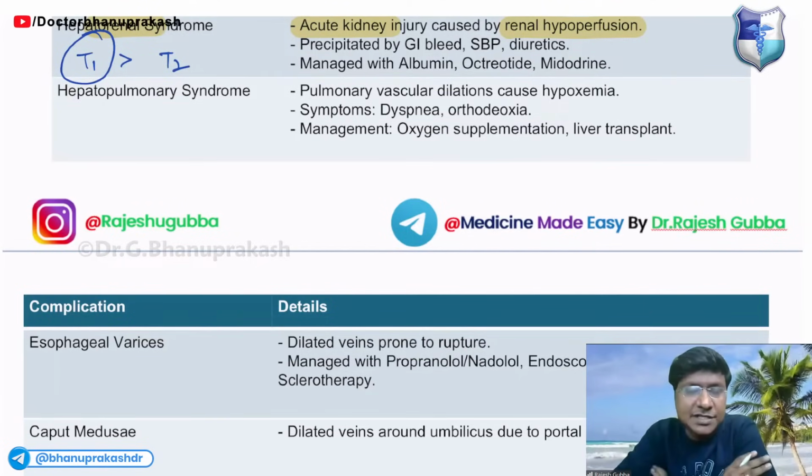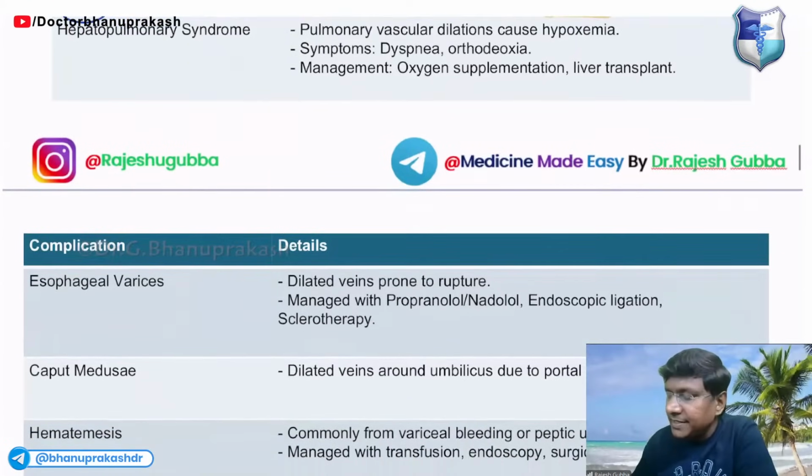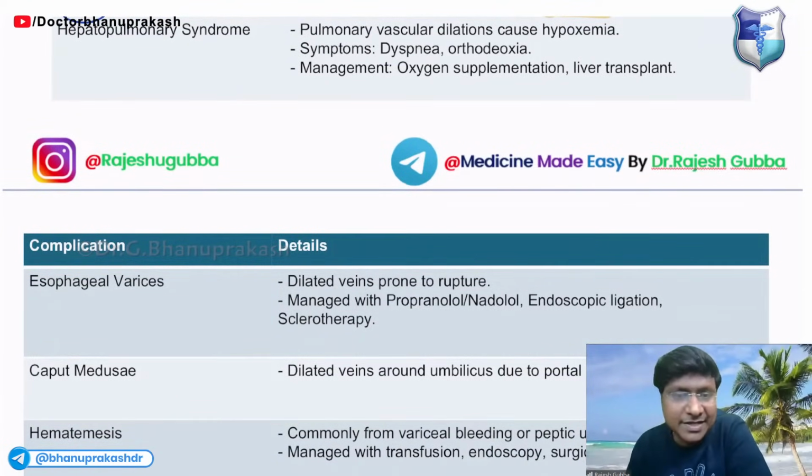Then how do you treat these patients with hepatorenal syndrome? The drug of choice in type 1 hepatorenal syndrome will be either terlipressin or octreotide. The other alternative will be midodrine, which is an alpha-1 agonist. Okay, so this is your hepatorenal syndrome. Next important complication is what? That is hepatopulmonary syndrome.